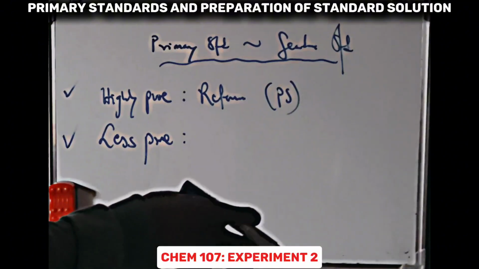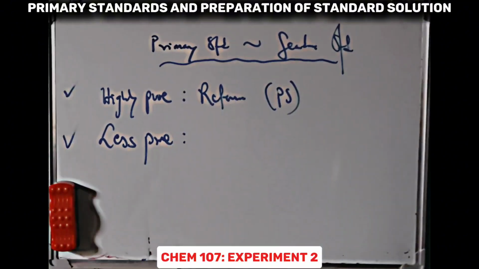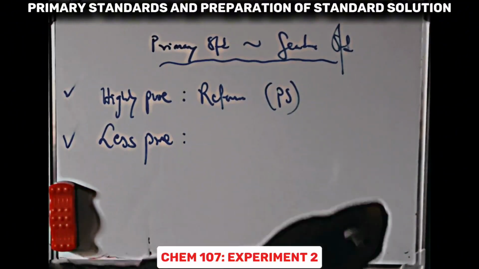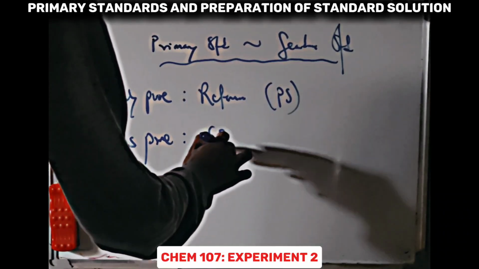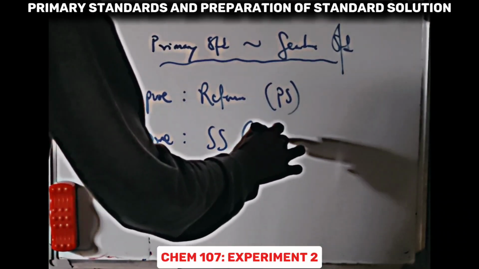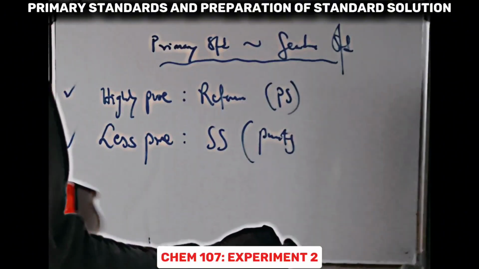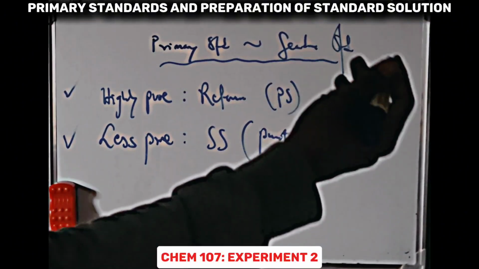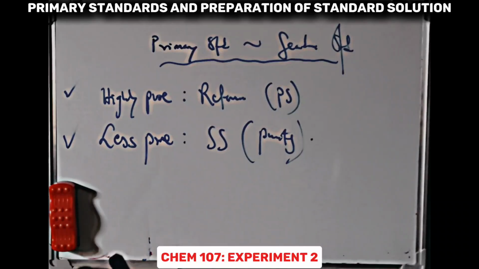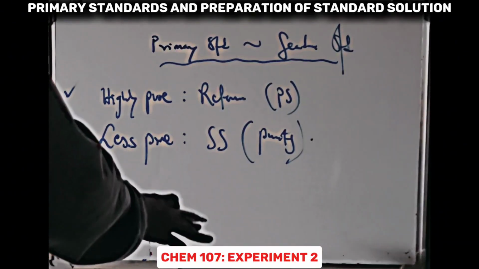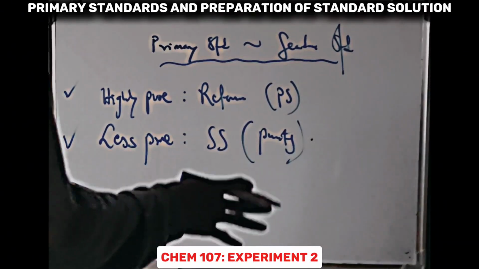And that is why we sometimes calculate percentage impurity, percentage purity. It is talking about the secondary standard. So with some of these titrations, like acid-base titration, you have to calculate percentage purity. That is the secondary standard. So that is basically it: primary standards are very pure, secondary standards are less pure.